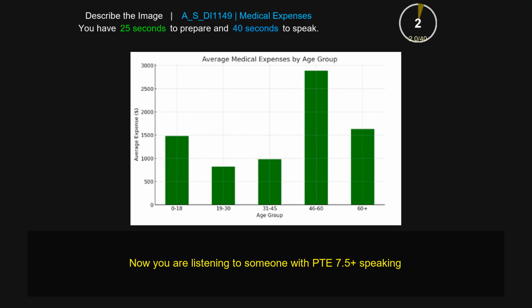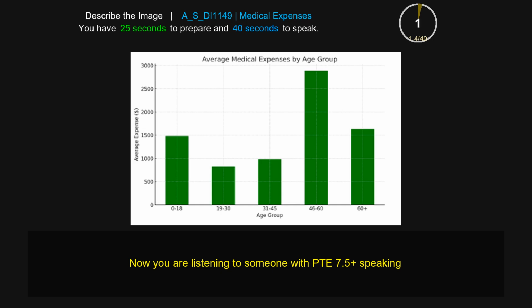The given image is a bar graph representing data of medical expenses. The image is titled Average Medical Expenses by Age Group. In the x-axis, there is age group from 0 to 18 till 60 plus. In the y-axis, there is number from 0 to 3000, representing average expenses in dollars. 0 to 18 expenditure is 1500, whereas 19 to 30 decreases to more than 500, but it increased to its highest point in 46 to 60 age group. Overall, the image is very informative and gives important information regarding average medical expenses by age group.